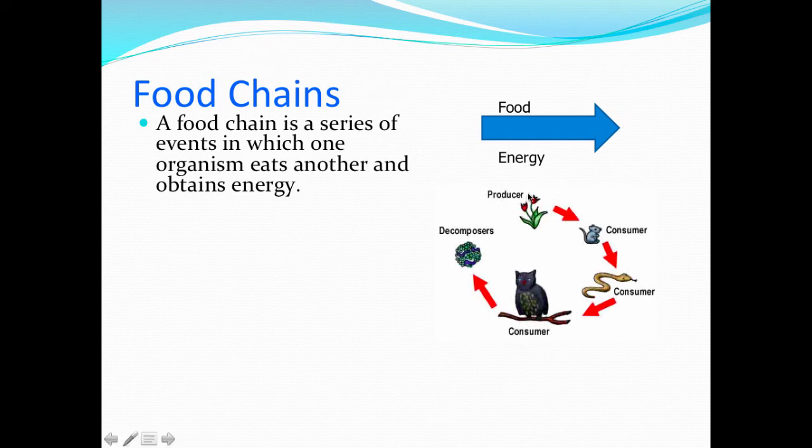So, producers make their own food. You will always start a food chain with a producer. Then you will have what we call a first level consumer or a primary consumer, which are always herbivores.